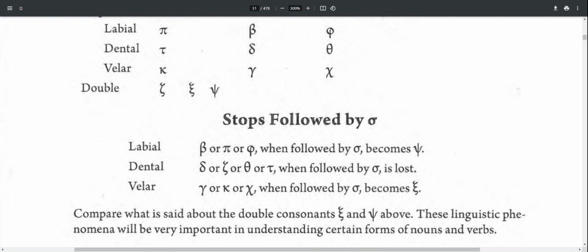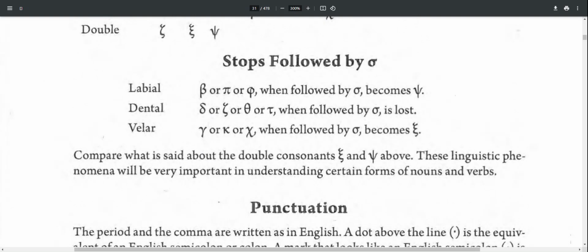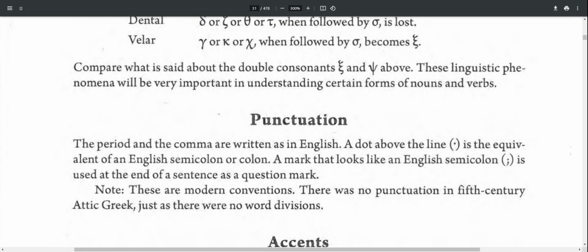So if you want to learn that right now, there are these rules. Stops followed by sigma: labial consonants followed by sigma become psi. Dental consonants followed by sigma are lost. Velar consonants followed by sigma become xi. Okay, so that will be important for the declension of some nouns of the third declension and some verbs too.